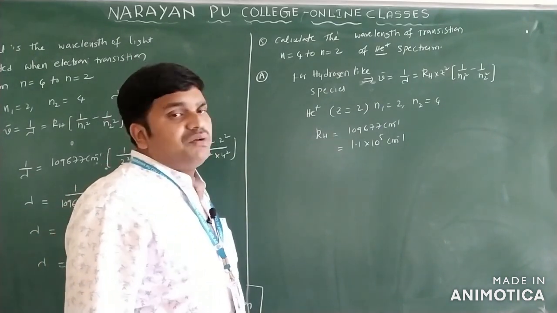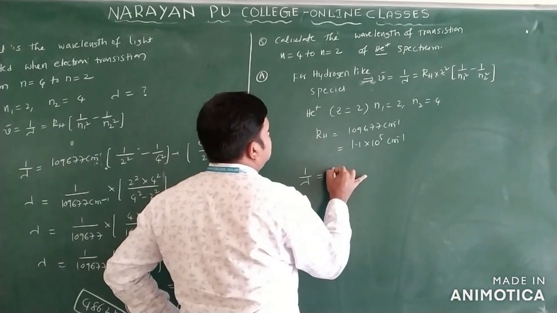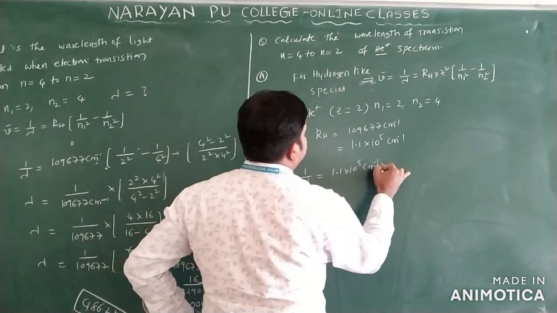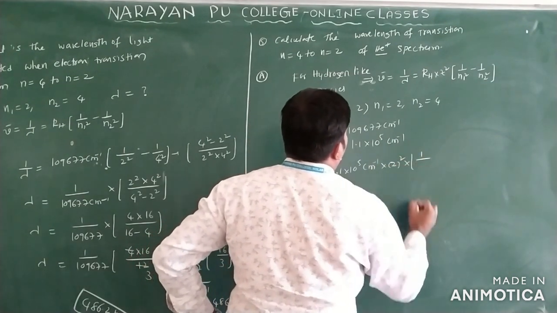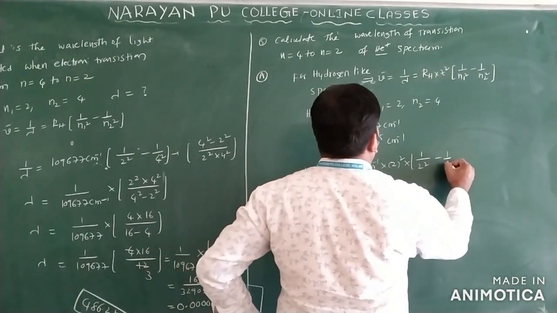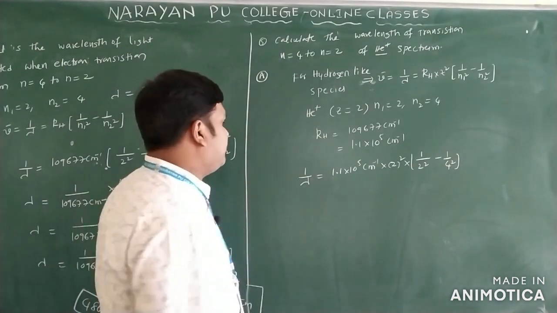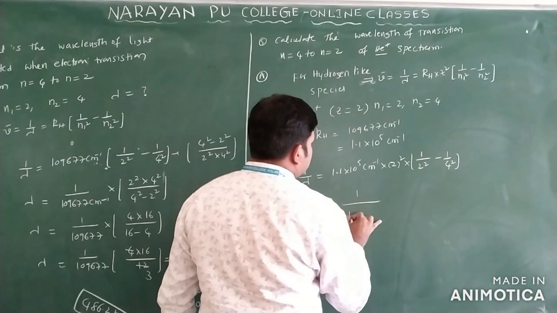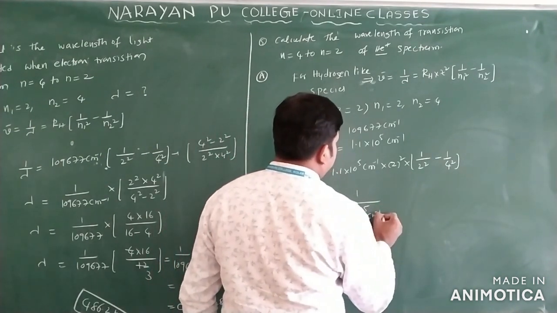Now we can substitute the values in this formula. What is the formula we have? 1 by lambda is equal to 1.1 into 10 power 5 centimeter inverse into Z square. Z square means 2 square, into 1 by N1 value 2 square minus 1 by 4 square. They are asking the wavelength, so we can reverse that equation. Then lambda is equal to 1 by 1.1 into 10 power 5 centimeter inverse.